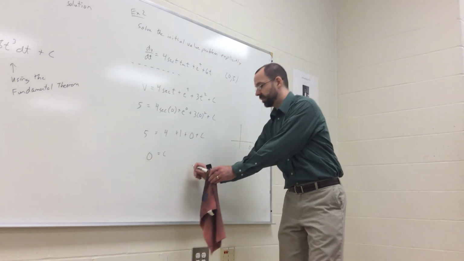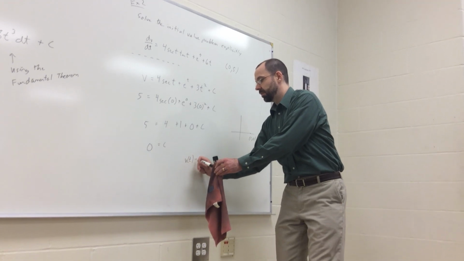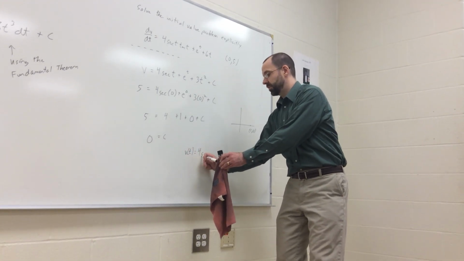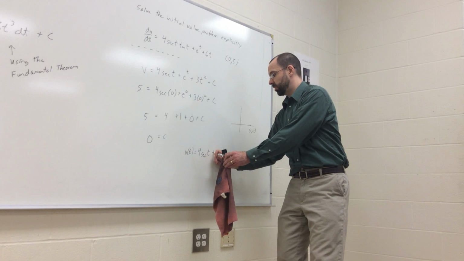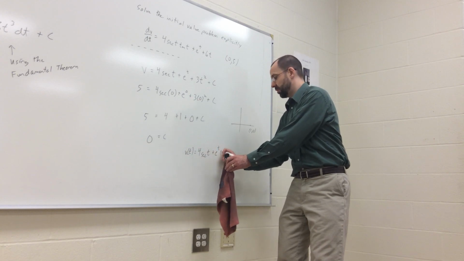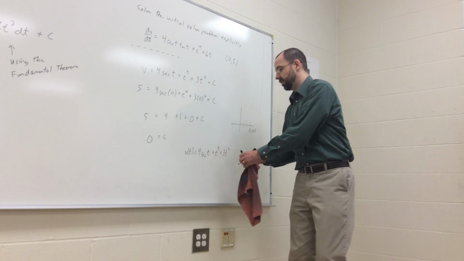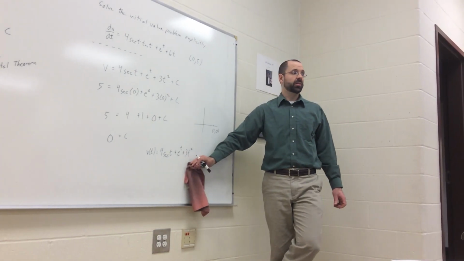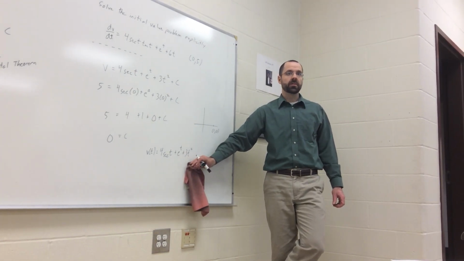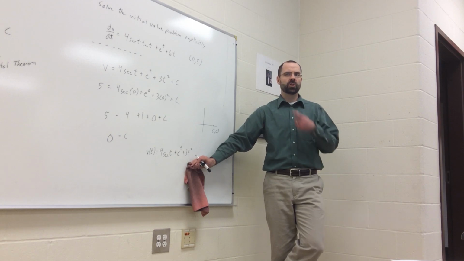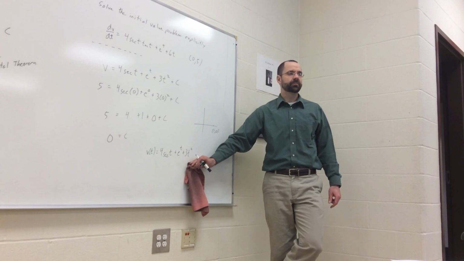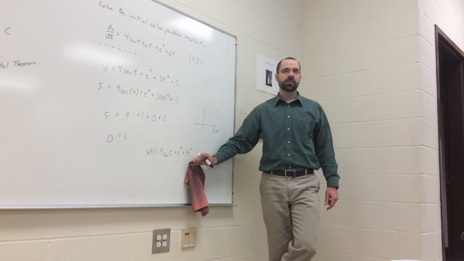So final answer is v of t equals 4 secant of t plus e to the t plus 3t squared. Then you could write plus 0 if you wanted to, but you don't need to. You look concerned. You're good? All right. Everybody else good? All right.